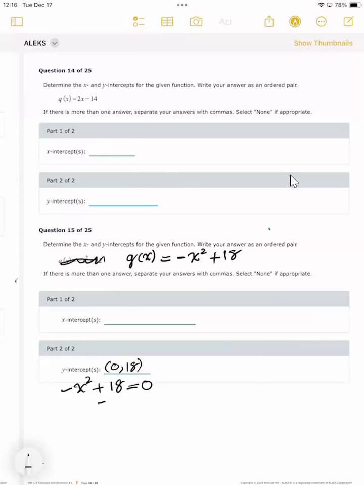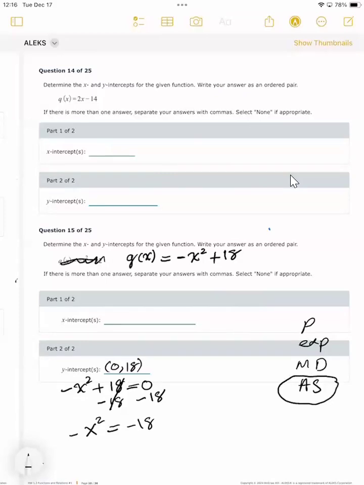We subtract 18 from both sides. We get minus x to the power 2 is equal to minus 18. So let me just write my PEMDAS again. I'm just starting from the bottom. Do I have addition or subtraction? I see that I have a plus 18. So I subtract 18. 18 minus 18 is 0. 0 minus 18 is minus 18.